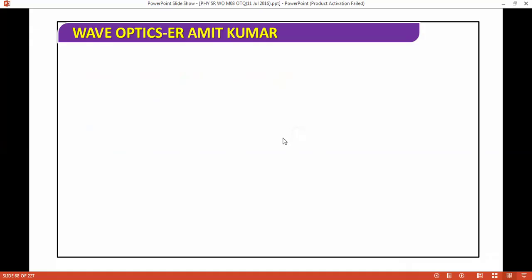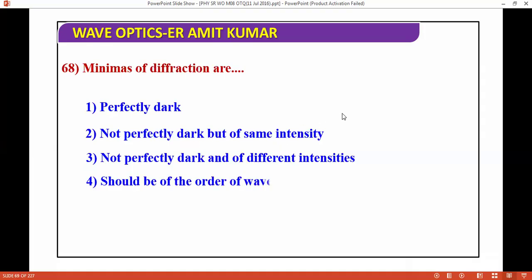Next question I'm moving on to: the minima of diffraction are perfectly dark, or not perfectly dark and of different intensity. The answer is not perfectly dark and of different intensity. The important point is the different intensity.